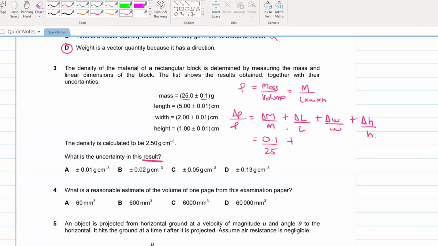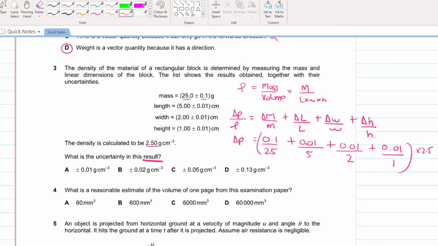Plus, do you have the absolute uncertainty of length? Yes, 0.01. Do you have the actual value of length? Yes, 5. Do you have the absolute uncertainty of width? Yes, 0.01. Do you have the actual value of width? Yes, 2. Plus, do you have the absolute uncertainty of height? 0.01. Do you have the actual value of height? Yes, 1. And what is the actual value of density? 2.5. Multiply it by 2.5 to get the absolute uncertainty in density.